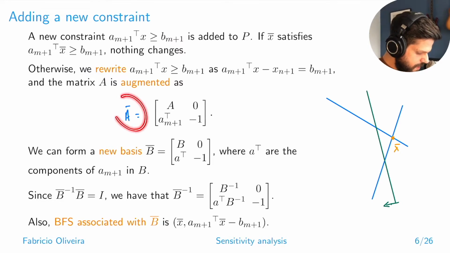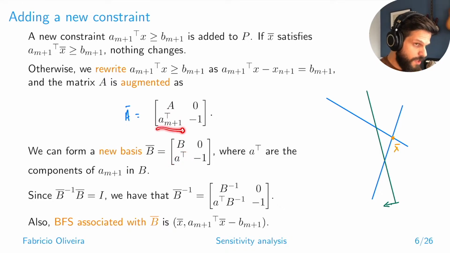So with that new matrix, we can form this new basis B bar, which is the original basis B, with 0 there. The respective components from this are associated with the basic variables for B, and this is this a. So a is a subselection of the coefficients in this vector a_{m+1}, where I'm only picking those that are associated with basic variables. And then the -1 is just the coefficient associated with the slack there.